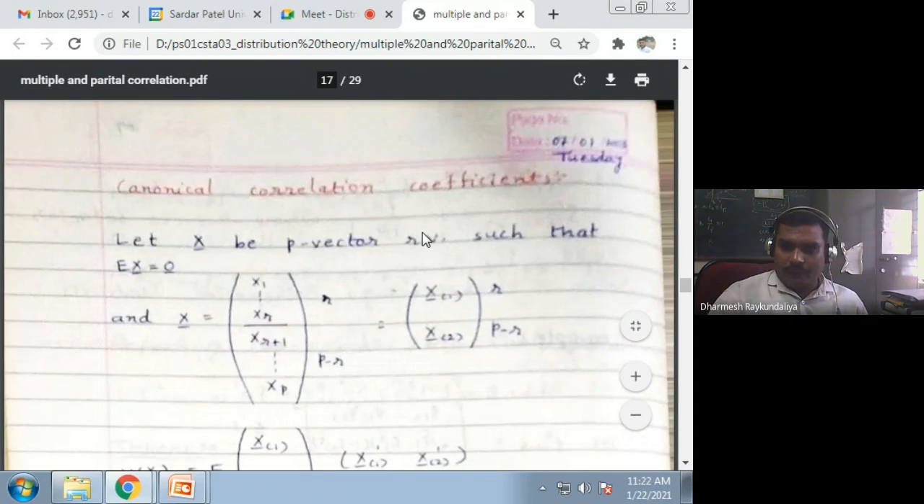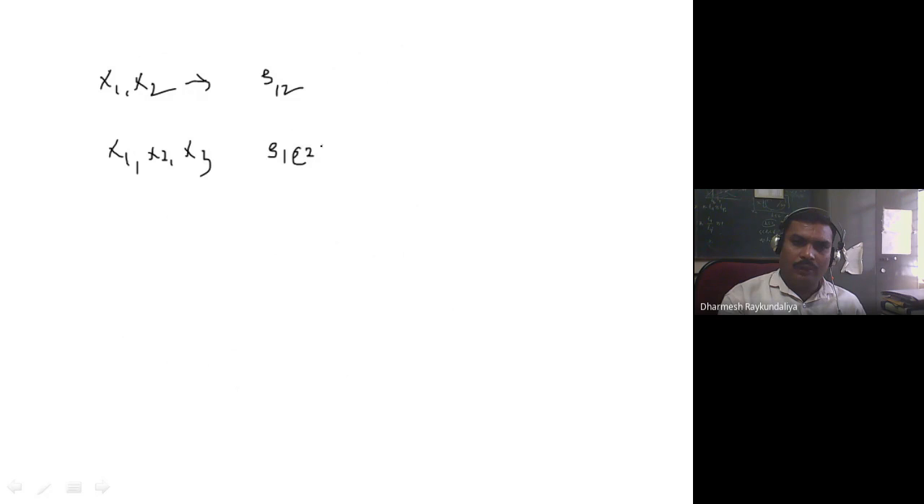ओके, आगे बढ़ते हैं. Now earlier we have seen about the simple correlation. What is the simple correlation? If the correlation is between two variables, then it is said to be simple correlation. You call them as rho 12. But if you have 3 variables, and if you wish to find out the correlation between variable 1 and the vector of variables 2, 3, then this is said to be a multiple correlation. This is simple.